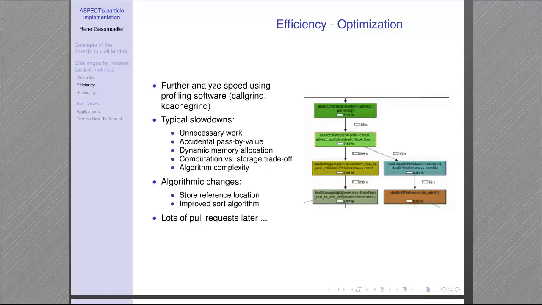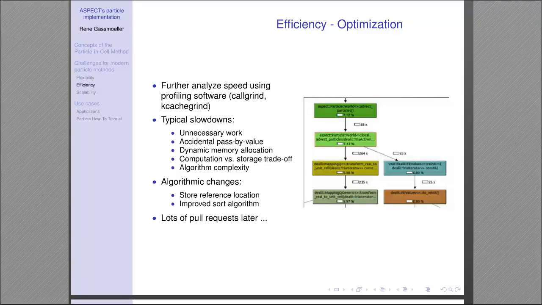However, sometimes you find an algorithm that you used to perform a certain task, which is simply too slow or which simply doesn't scale well to large numbers of particles. This is called algorithm complexity. And if you find something like this, you will probably need to change your algorithm to reduce the complexity, to make it faster or to make it scale better.